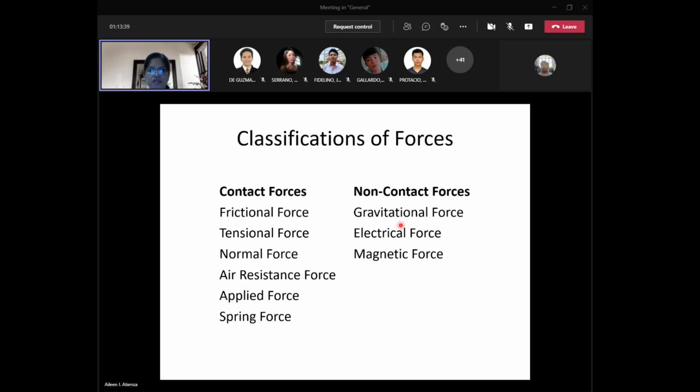Also, ma'am, electrical force. You don't see the positive in contact with the negative. This happens due to the field. Same is true with the magnetic force. Whether it's contact or non-contact, you won't see the South Pole and North Pole in contact. It's because of the field. That's why they are considered non-contact forces.